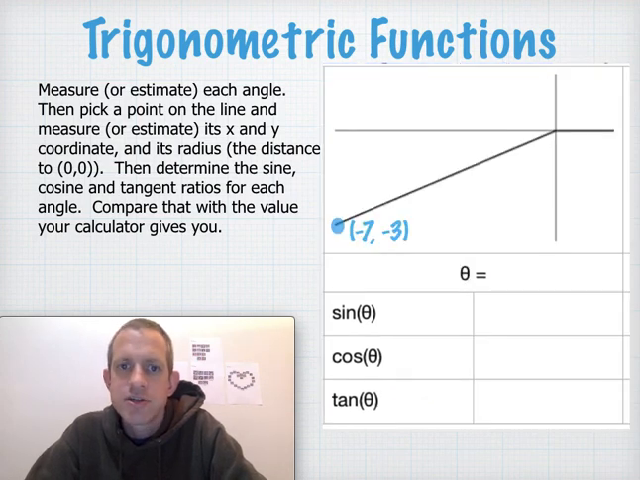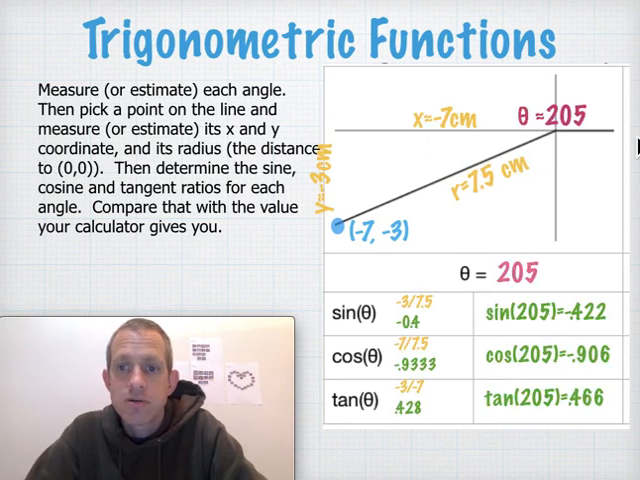Here's another one that you could try. Again, hit pause if you'd like. When I did this one earlier, I estimated that it was about 205 degrees, and the radius I calculated using the Pythagorean theorem and rounded a little bit to be 7.5. And so here are the values that I got.